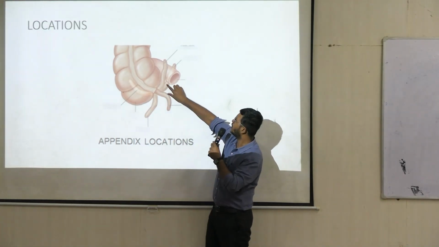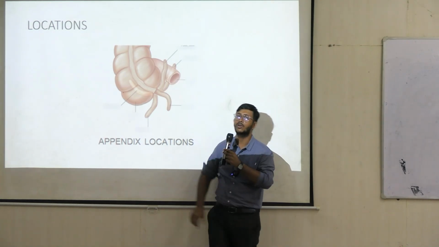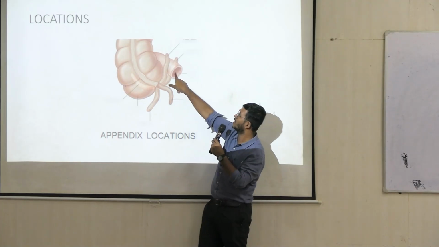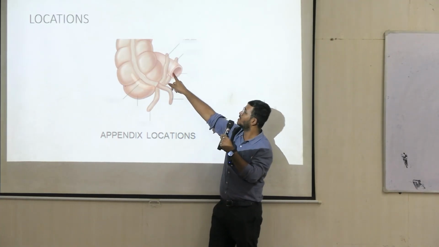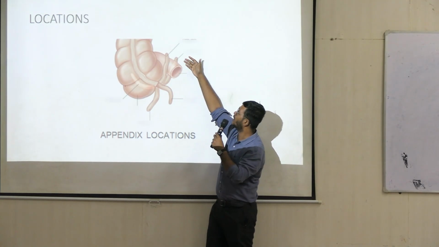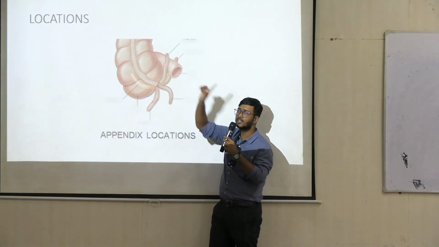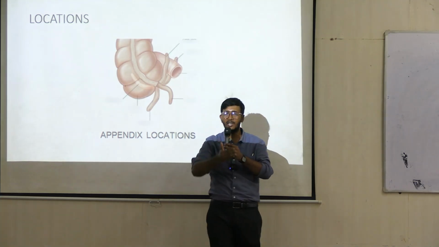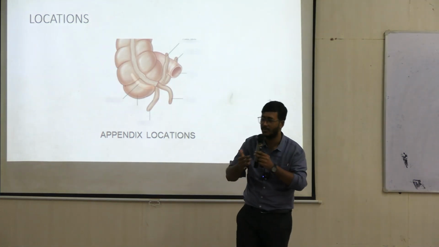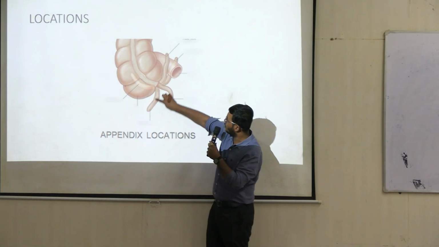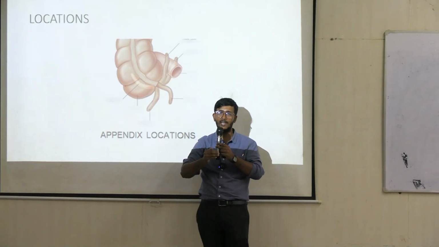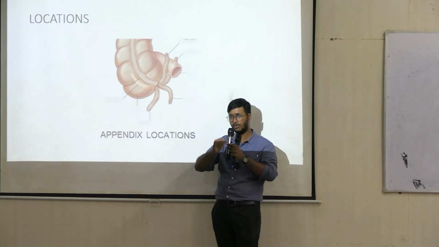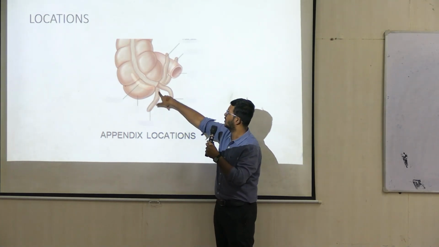Now, this portion is your cecum, and this is the ileum. If the appendix is behind the ileum, we call it post-ileal. If it is in front of the ileum, we call it pre-ileal. If it is in the lower part, we call it subcecal. Cecal means cecum, and sub means below the cecum.